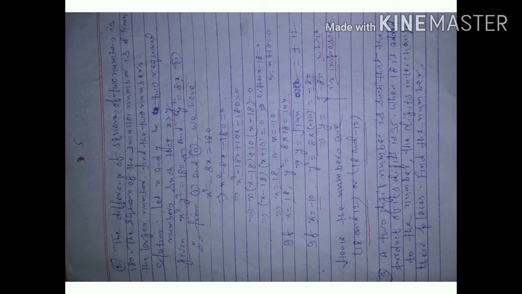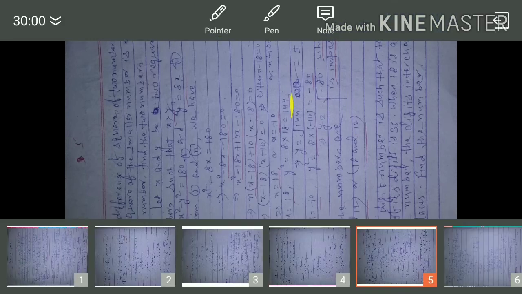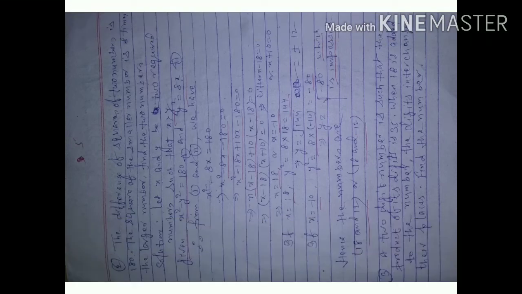Here now come to the point. What I have shown here is that the value of x is equal to 18 and x is equal to minus 10. We get two values. If x is equal to 18, then the value of y square is equal to 8 into 18, that is 144. And if we take x is equal to minus 10, y square is equal to what? Minus 80, which is not acceptable because the square of any real number is not negative. That's why this will not be acceptable. Hence, the numbers are 18 and 12 or 18 and minus 12.